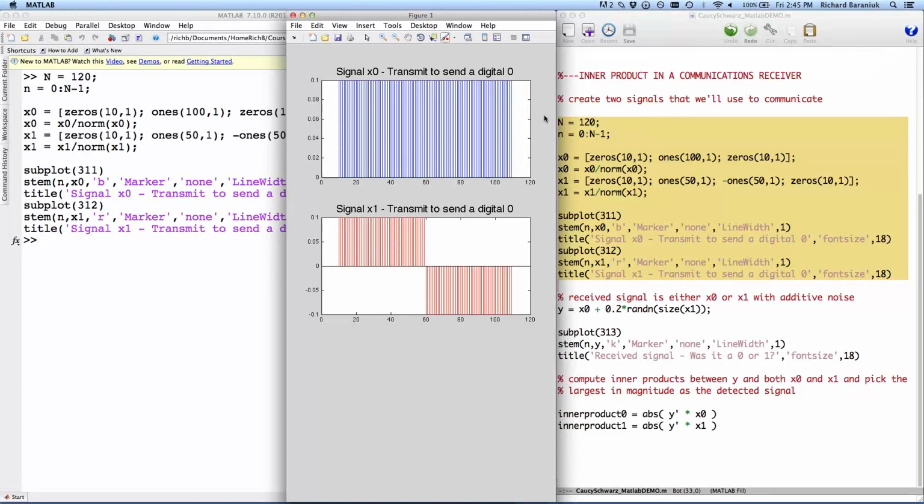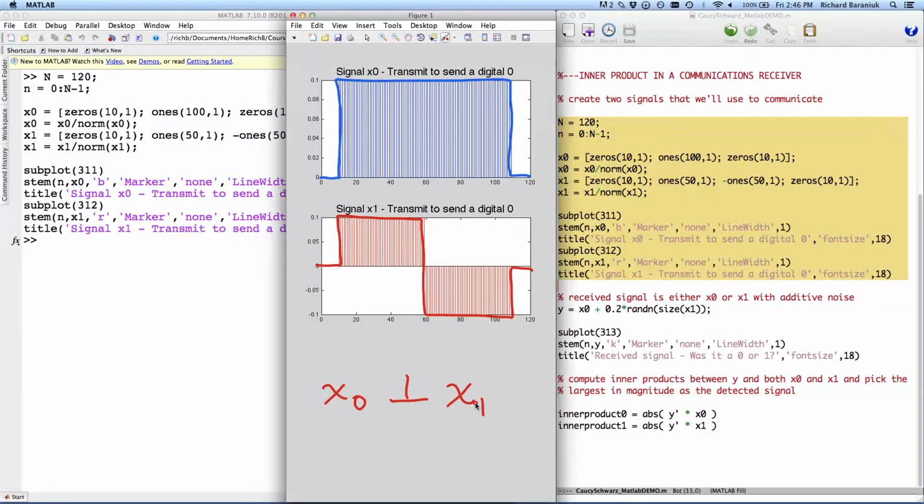Here are two signals. The first signal is basically a discrete time square pulse, and the second signal is two square pulses, one with positive entries and the other with negative entries. It should be clear from inspection here that signal x0 is orthogonal to x1, right? So it turns out that's very convenient in a communication system.